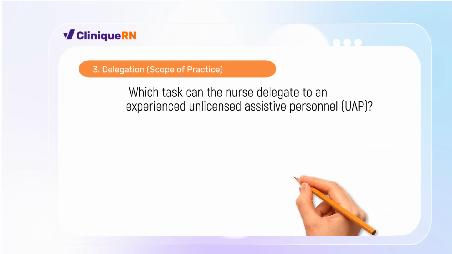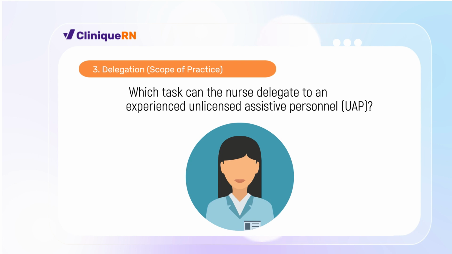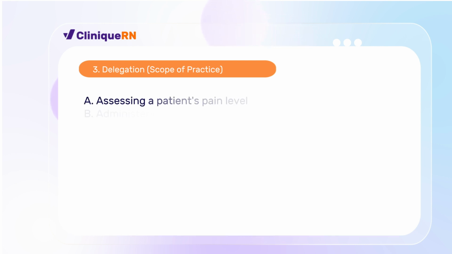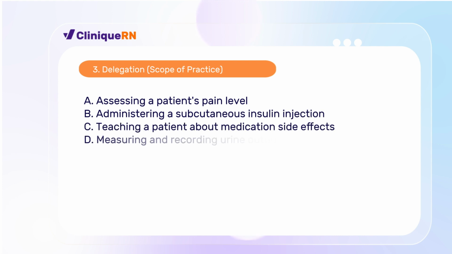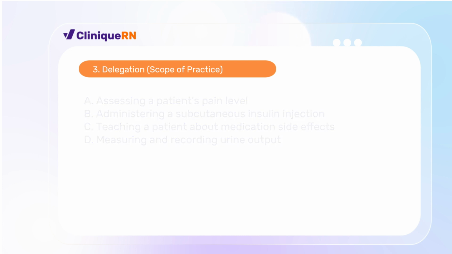3. Delegation, scope of practice. Question. Which task can the nurse delegate to an experienced unlicensed assistive personnel, UAP? A. Assessing a patient's pain level. B. Administering a subcutaneous insulin injection. C. Teaching a patient about medication side effects. D. Measuring and recording urine output.